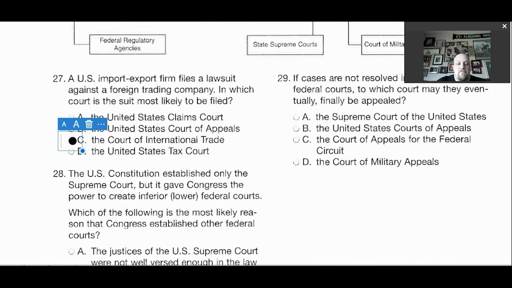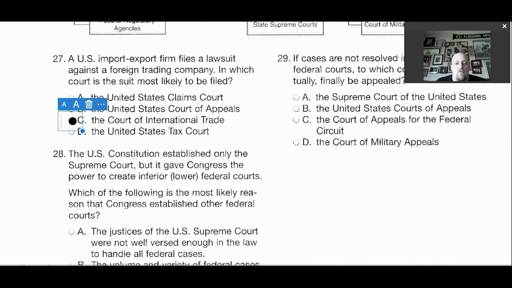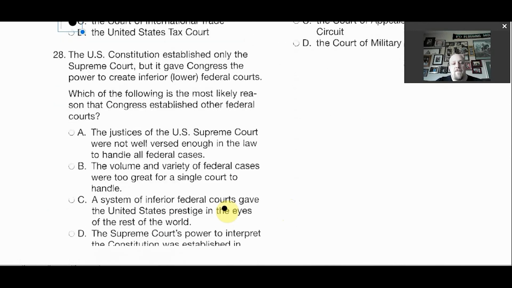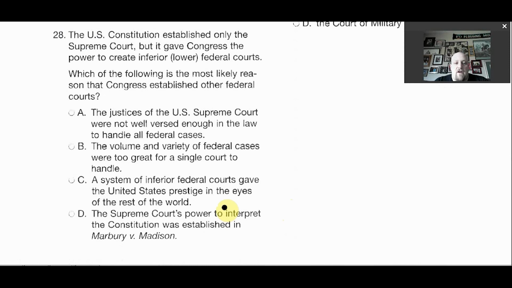28, the U.S. Constitution established only the Supreme Court, but it gave Congress the power to create inferior, lower-level courts. Which of the following is the most likely reason that Congress established other federal courts? The justices of the U.S. Supreme Court were not well versed enough in the law to handle all federal cases.